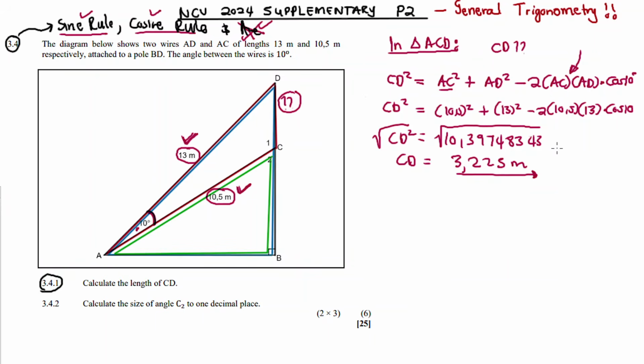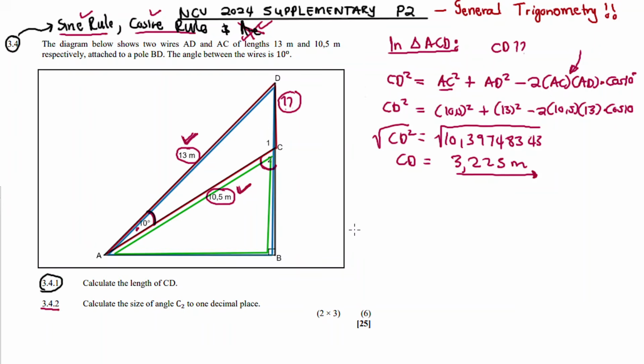Guys, just make sure that you also read your instructions before writing your exam, right? You'll see that in your instructions it's always written round off all your answers to 3 decimal places. Now 3.4.2, calculate the size of C2, right?